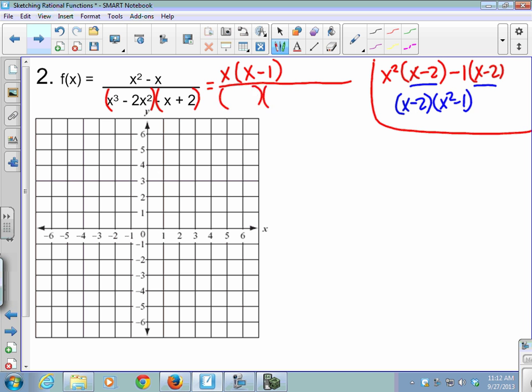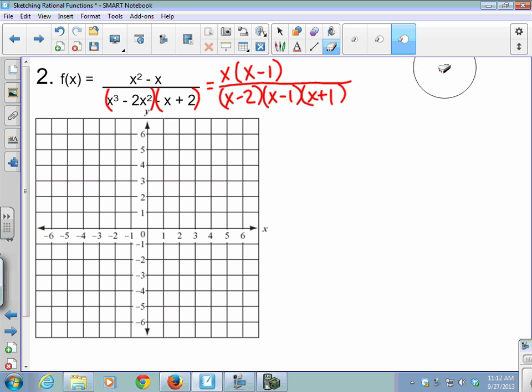And then I can come over here and factor that down again. So I've got my x minus 2. And then the x squared minus 1 is a difference of two squares. So then that'll be x minus 1, x plus 1. And so I'm going to go ahead and get rid of this work since I don't need it anymore. I've factored the bottom. I just need to have more room.